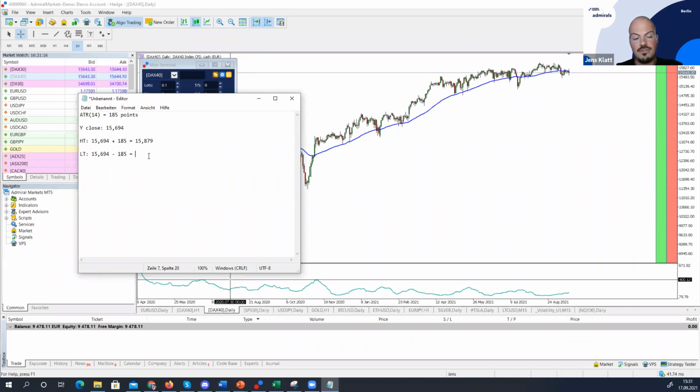15,879. And then we have again 15,694 minus 185, 15,509. So what I just did is what I wrote down in the slide. I took yesterday's closing price, I took the ATR of 185, and I just added it to the closing price to get an idea of how much potential we have on the upside, respectively how much potential on the downside.